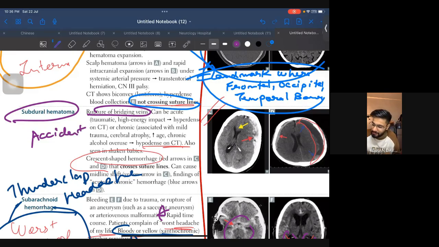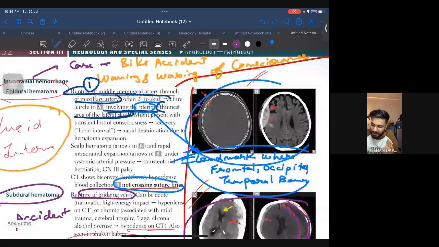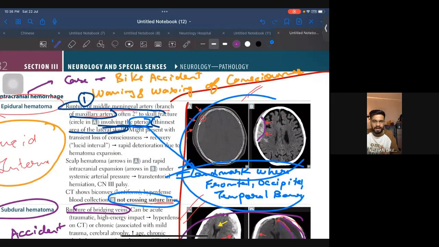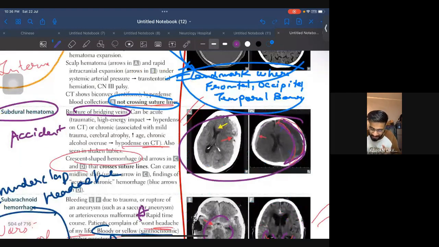Okay. But see this image. It is crescent moon shape. Okay, crescent moon shape. And यहाँ पे it is something like this. Alright. So based on the images, you have to identify crescent shaped hemorrhage. That's it. Nothing else.